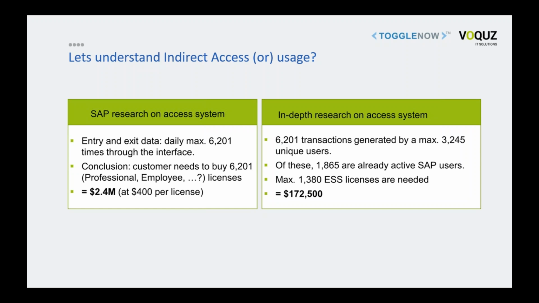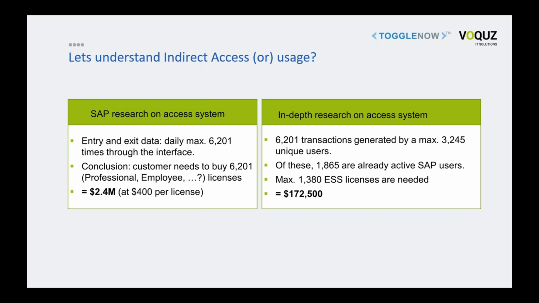So SAP found 6,200 transactions on a daily maximum. That's true, but when we're taking a closer look, we can actually see that those transactions are really only generated by 3,245 unique users, right? So right out the gate, we're cutting that number in half.